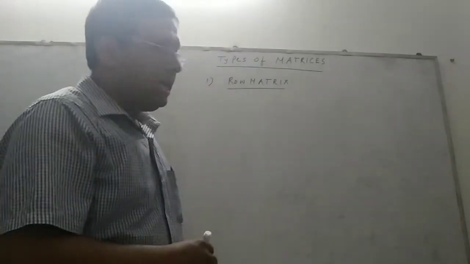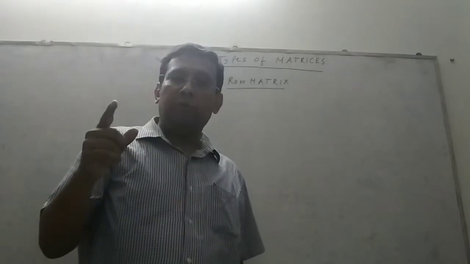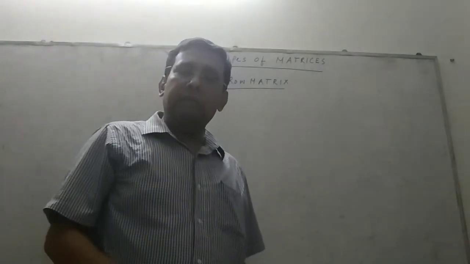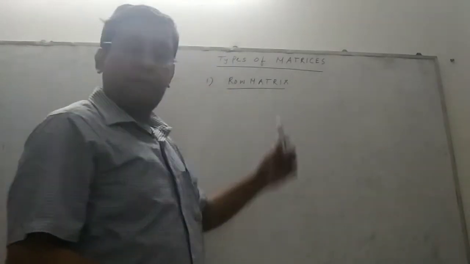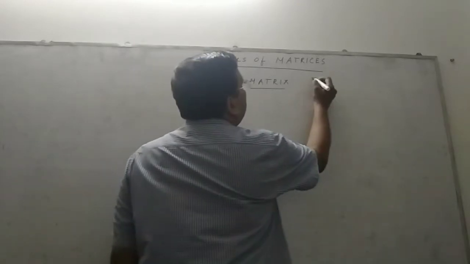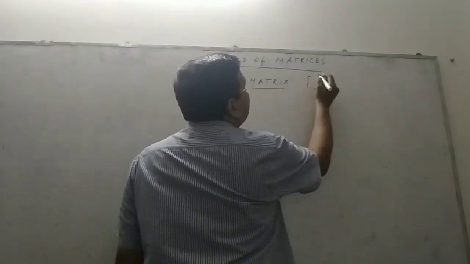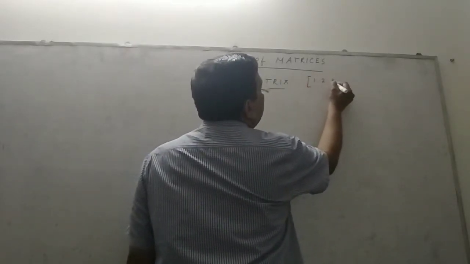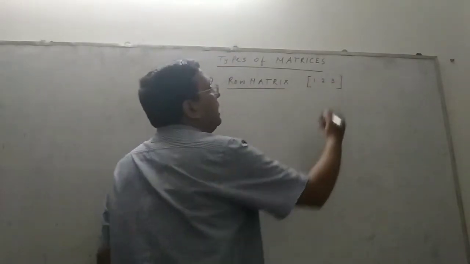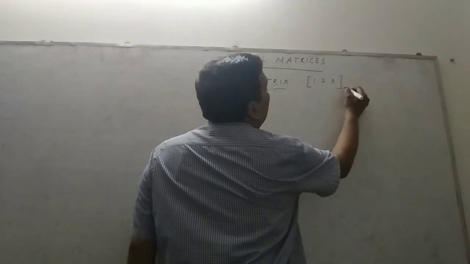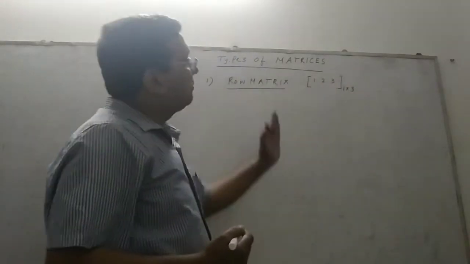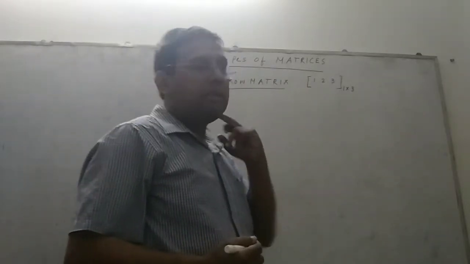For example, if the matrix consists of m number of columns and only one row, then the matrix is called a row matrix. I can give you a simple example like this. Suppose 1, 2, 3. The order of this matrix can be written in this way: one row and 3 columns. So 1 by 3, it's a 1 by 3 matrix.